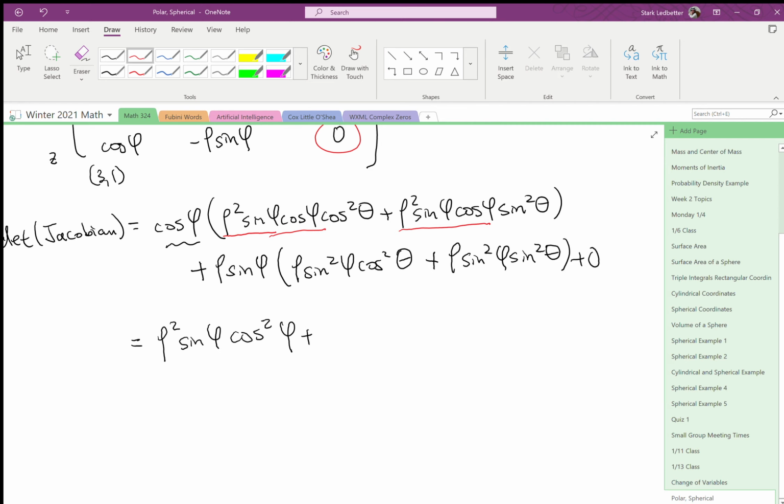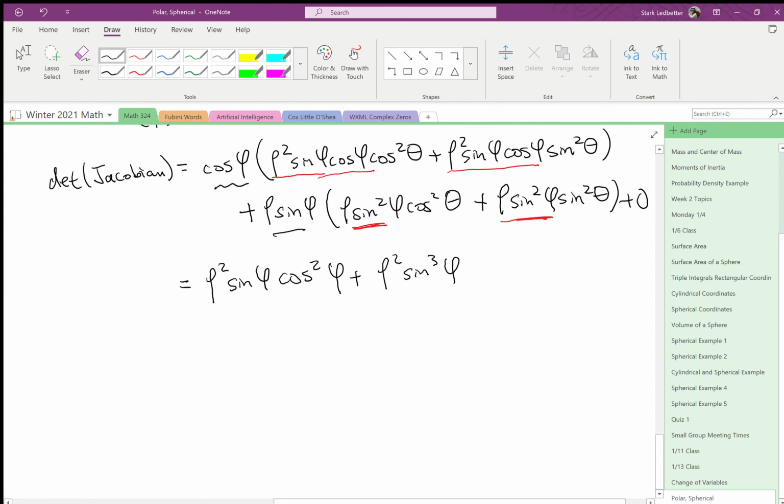Let's see what happens in this parenthesis. I can take out a common factor of rho sine squared phi. And again, inside I'm left with cosine squared theta plus sine squared theta. So that's good, that's one. And then I just need to multiply by this thing on the outside. So I have rho squared now, sine cubed phi. And then plus zero doesn't do anything.